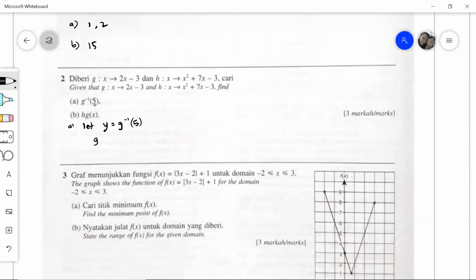Therefore, the function g you bring over like this. Understand? Then do you have function g? Yes, we do. It is 2x minus 3, but it's not x, it's y. So 2y minus 3 equals 5. So 2y equals 8, y equals 4. So you get the answer right away. What is y? y is g inverse of 5. Therefore, g inverse of 5 is 4. Okay, so this is one of the ways.